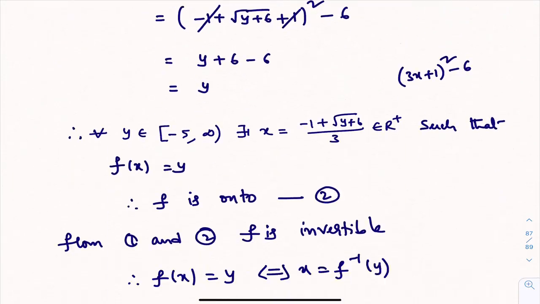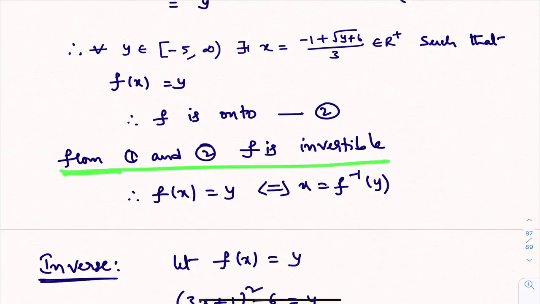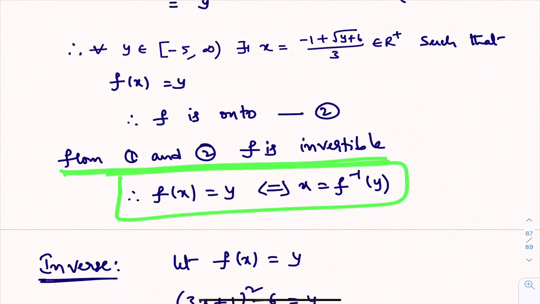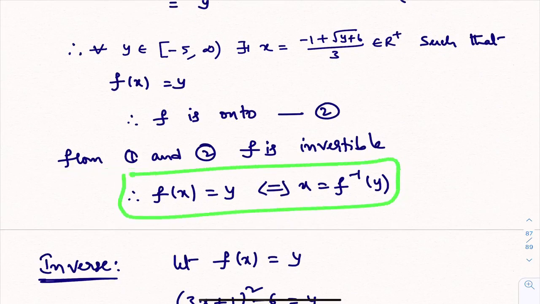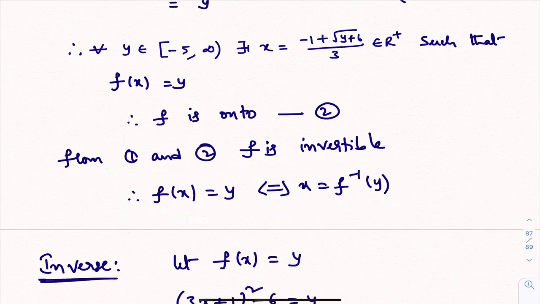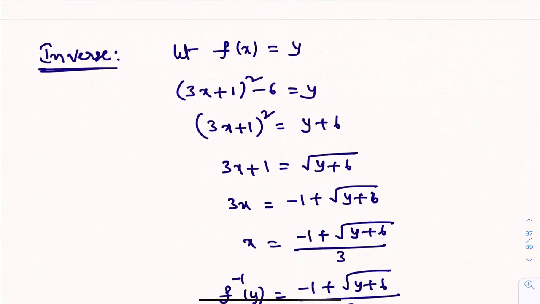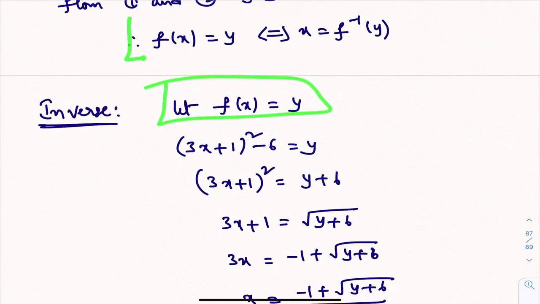You see, from 1 and 2, we can say that the function is invertible. When the function is invertible, we can use this information: f of x equal to y, if and only if x equal to f inverse of y. We can use this information. Okay. Now, we need to find its inverse. What is the best method? I'll take f of x. Look, see, we have this information.